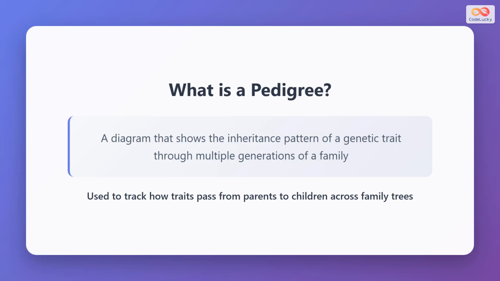A pedigree is a diagram that shows the inheritance pattern of a genetic trait through multiple generations of a family. It's essentially a visual representation that tracks how specific characteristics, whether they're physical traits or genetic disorders, pass from parents to children across family trees. Scientists and genetic counselors use pedigrees to understand patterns of inheritance and make predictions about future generations.